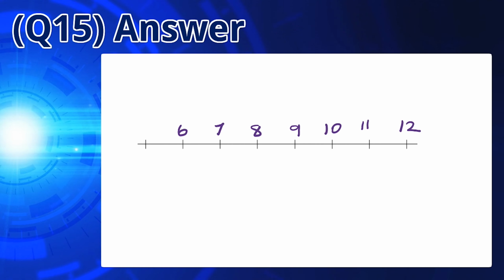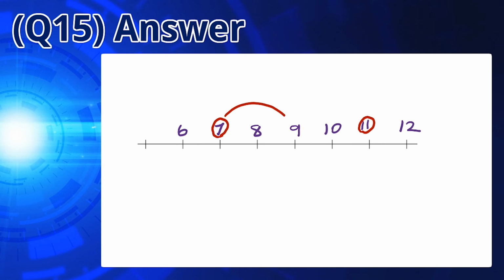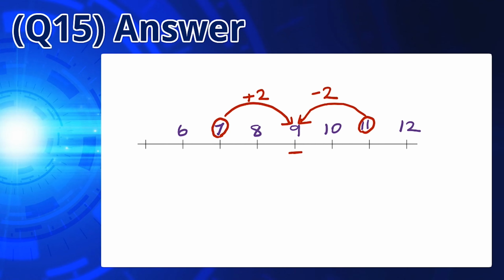We can use a number line to solve this question. 7 plus a number and 11 minus the same number both must end up at the same point. Halfway between 7 and 11 is 9. So the answer is B.